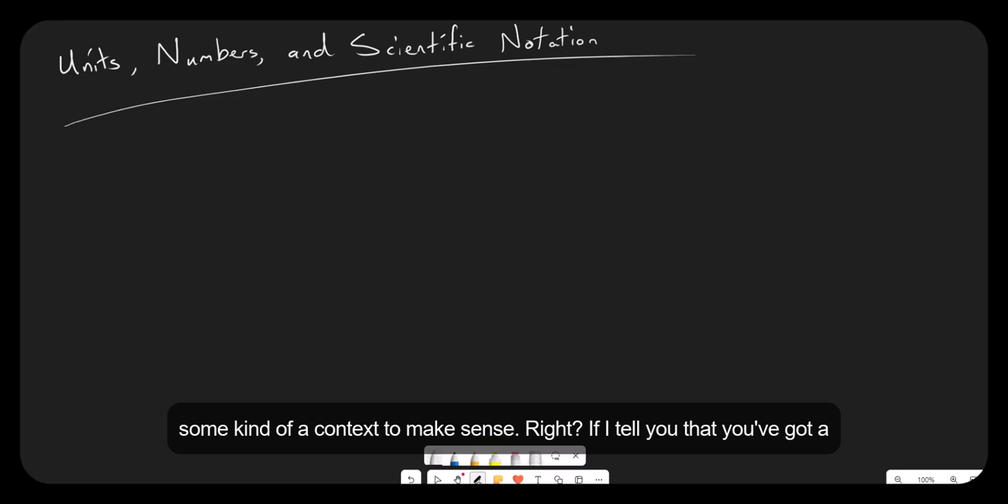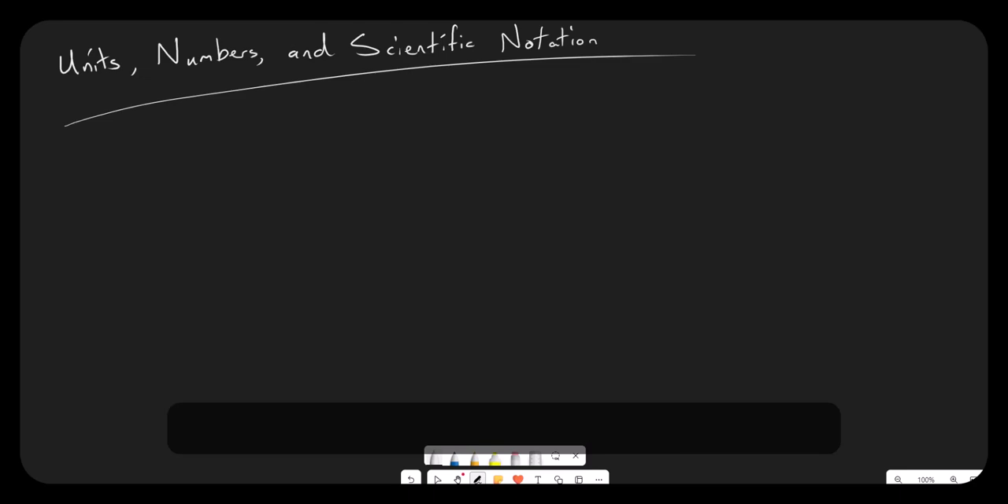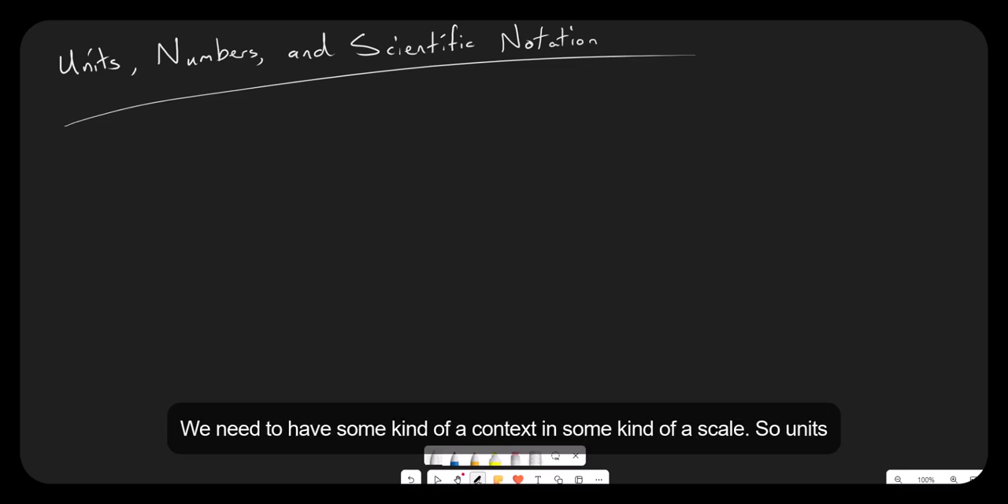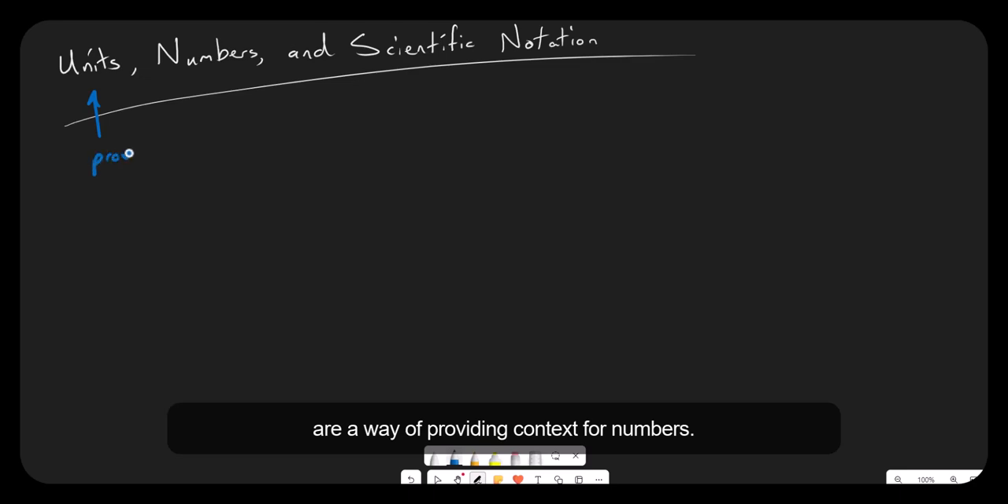If I tell you that you've got a table, and that table has a length of 4, well, that doesn't really help you, right? It's for what? We need to have some kind of a context and some kind of a scale. So units are a way of providing context for numbers.